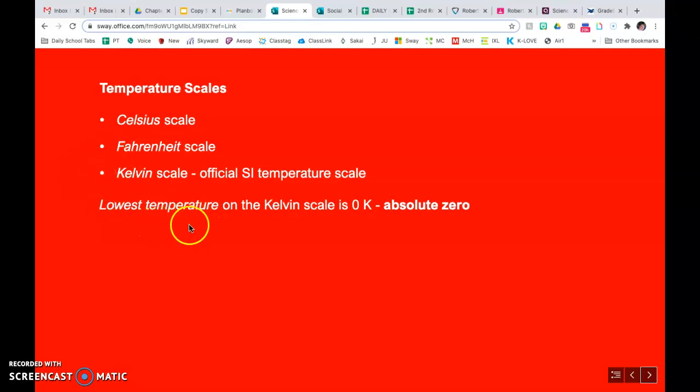The lowest temperature on the Kelvin scale is 0. Notice there's no degree after it because you don't say 0 degrees Kelvin, you just say 0 Kelvin. And that temperature would be called absolute 0.